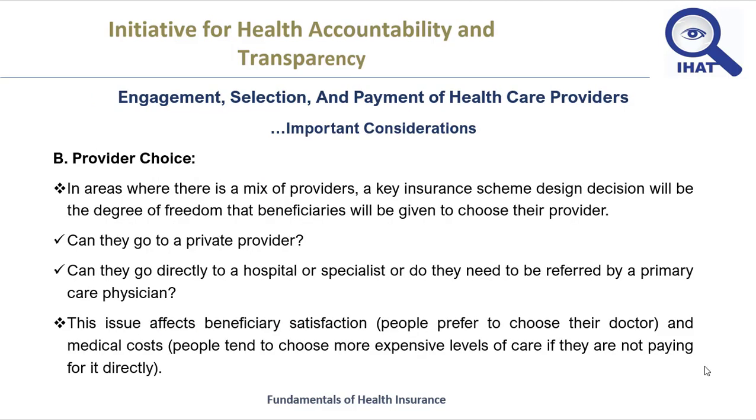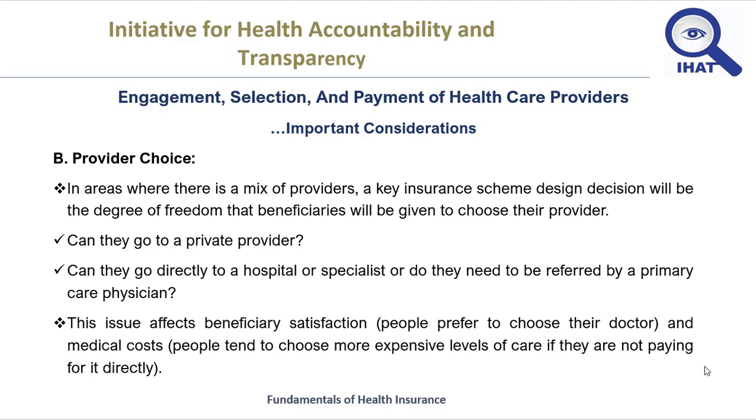Provider choice is another important consideration when selecting healthcare providers. In areas where there is a mix of providers, a key insurance scheme design decision will be the degree of freedom that beneficiaries will be given to choose their provider. Can they go to a private provider? Can they go directly to a hospital or specialist? Or do they need to be referred by a primary care physician? This issue affects beneficiary satisfaction, as people prefer to choose their doctor, and it also affects medical costs.